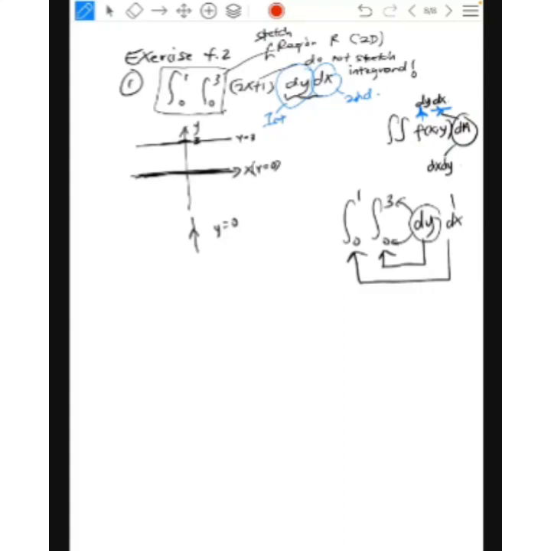Now for x, you move along x, and according to the question, you will meet x equals 0. So x equals 0 is this one, the y-axis, from x equals 0 until x equals 1. Let's say here is x equals 1. So your region R is actually this one. It is a rectangular region.